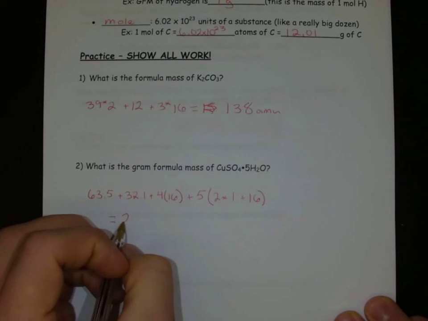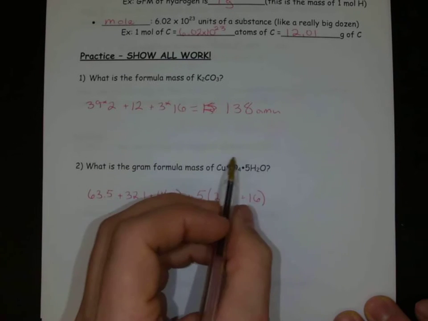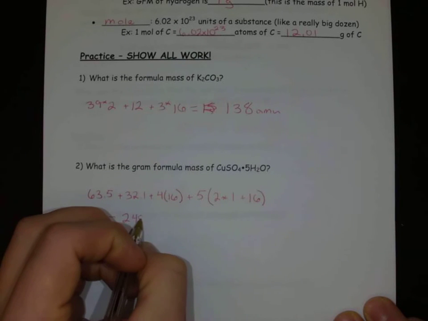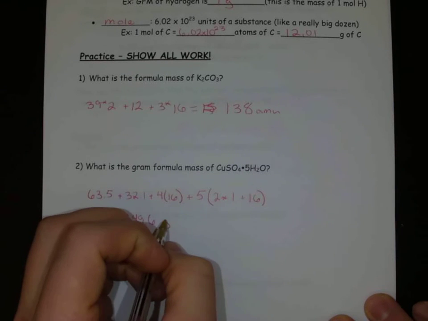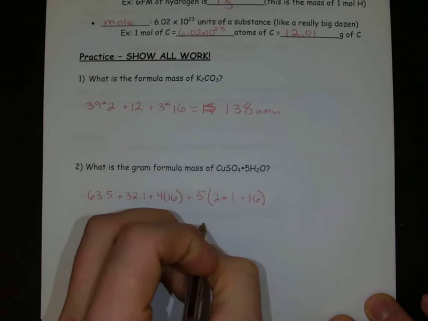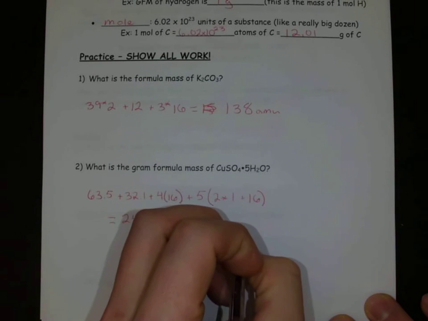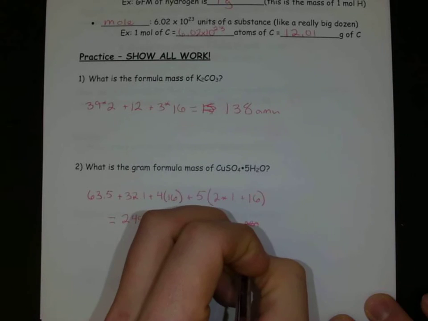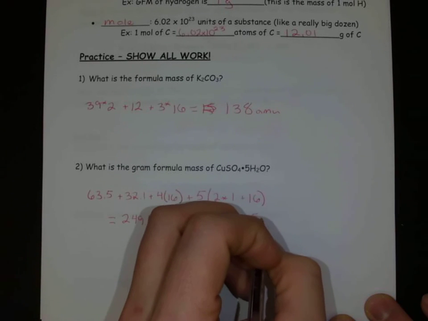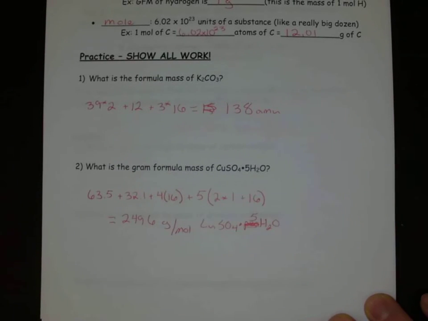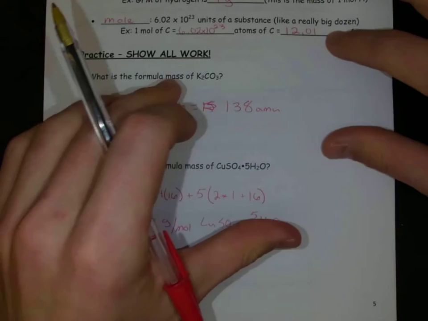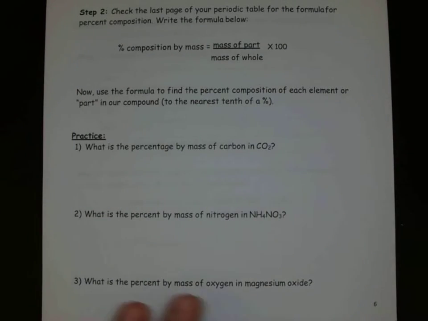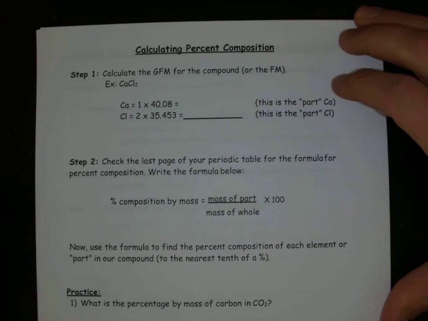So when I do that, my gram formula mass for this whole big weird compound that we haven't really learned about, but we are going to learn about it, is 249.6 grams per mole of my copper sulfate pentahydrate. Whoops, I started saying penta and I wrote 5. There we go. All right, so times 5H2O. So what we should be able to do is to calculate our formula masses, okay? Once we can do that, then we can just calculate percentages.